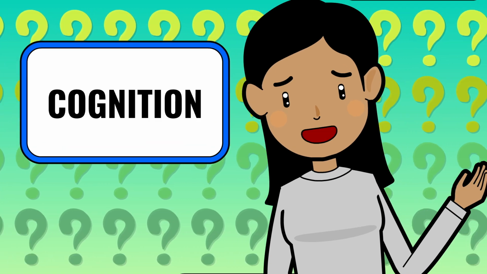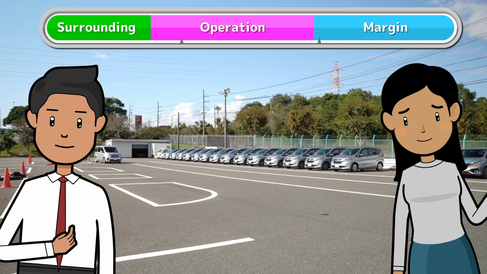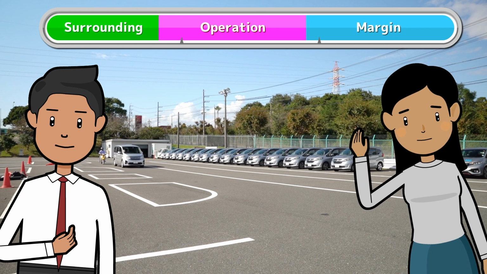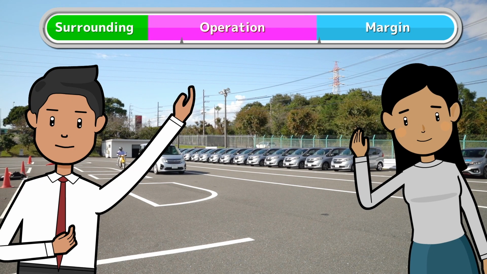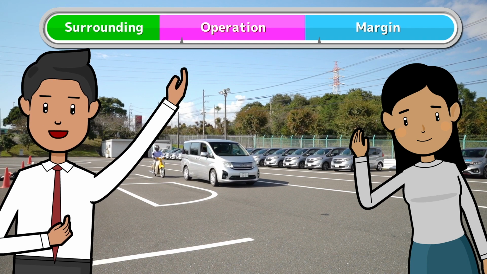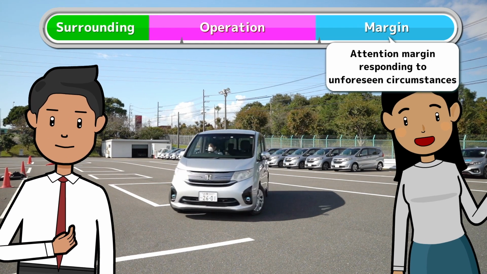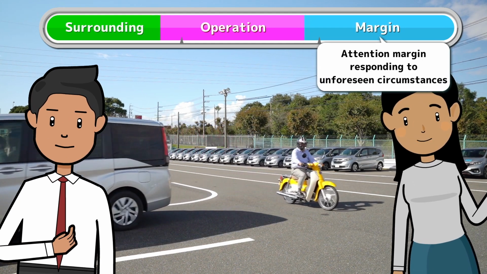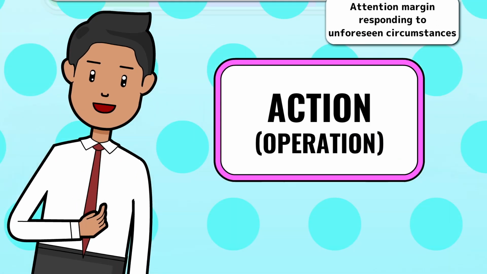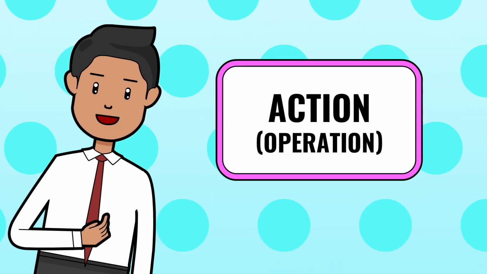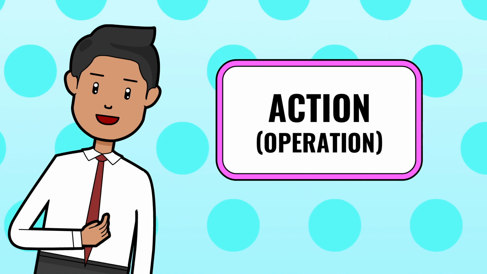What does cognition mean? It is what you pay attention to while driving. What is the gauge here? It shows what you're focusing on while driving, since attention is a limited resource. I see. Then there should be a balance between surroundings, operation, and margin. Action, operation. Let's learn how to drive properly so as to prevent an accident.